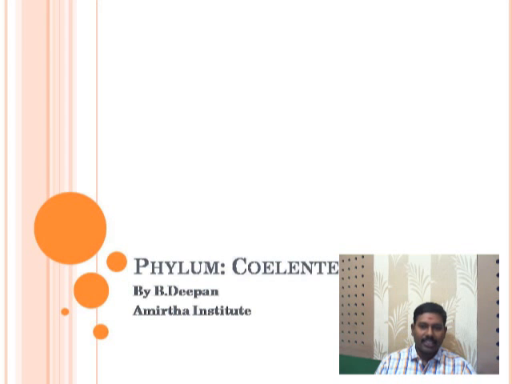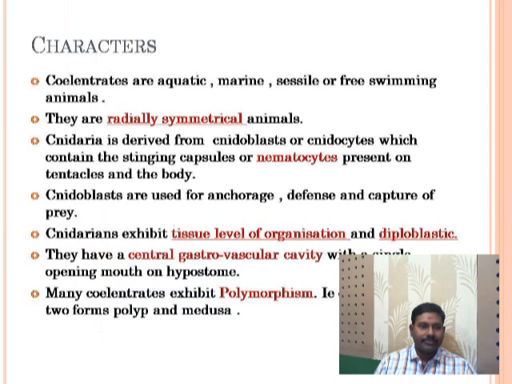Here, coelenterates from Amirtha Institute. Here you can see the general characters. These coelenterates are aquatic, marine, and also sessile or free swimming animals. They are actually radially symmetrical organisms.